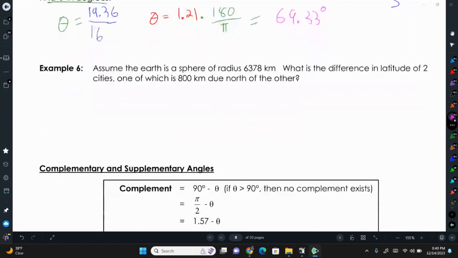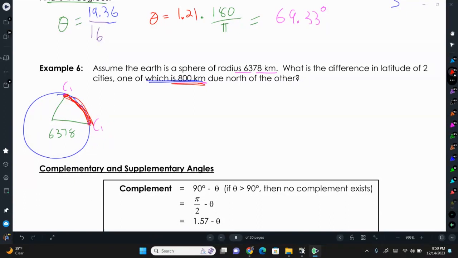And then example 6, assume the Earth is a sphere with a radius of 6,378 kilometers. What is the difference in latitude of two cities, which one is 800 kilometers due north of the other? So what this is actually telling us is that is the arc measure, because if we think about the globe, the Earth here, and we have our cities, city 1, city 2, and we know that the radius of the Earth is 6,378 kilometers, and it says the distance between the two cities is 800. So this distance is 800, which is going to be the arc length, that S value.